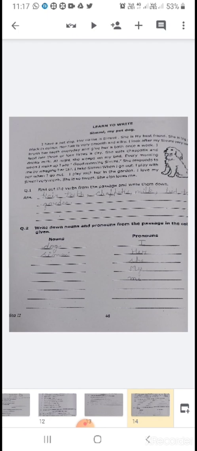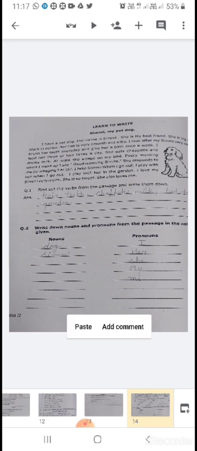So, in this paragraph, you just have to do question number one. Find out the verbs from the passage and write them down. We had just read about the tail, garden. So these are the verbs in this paragraph.